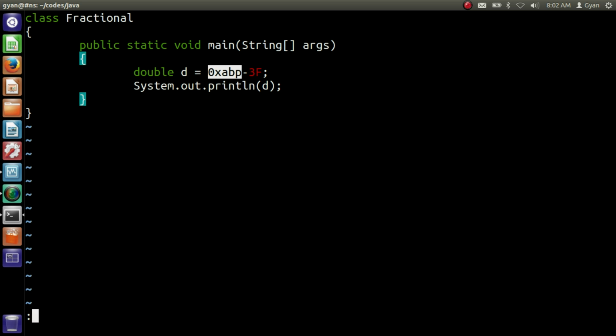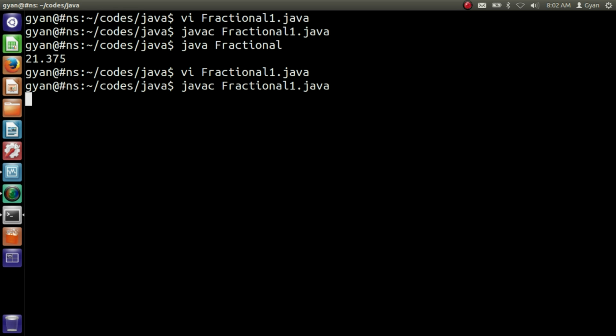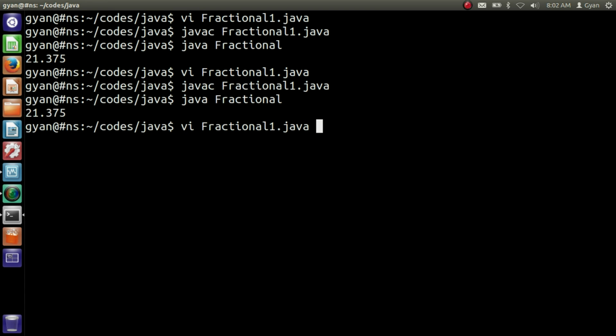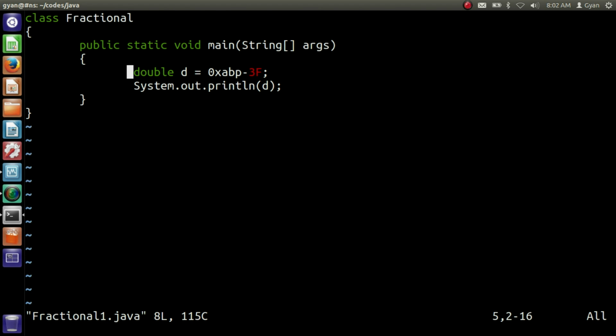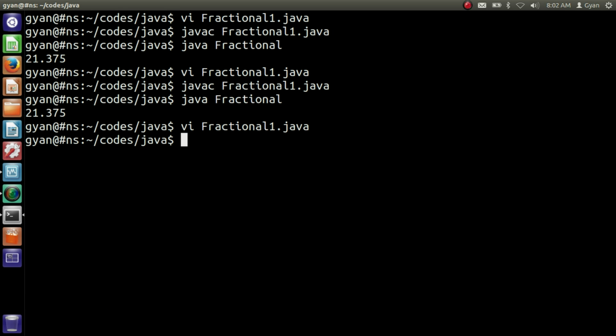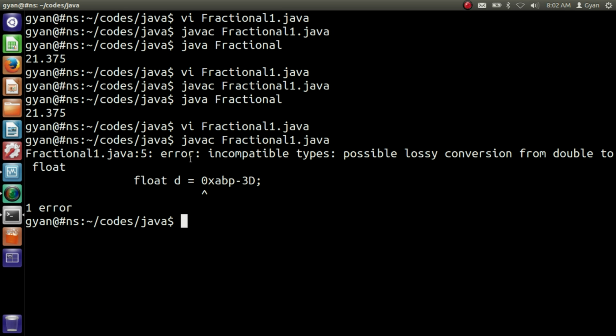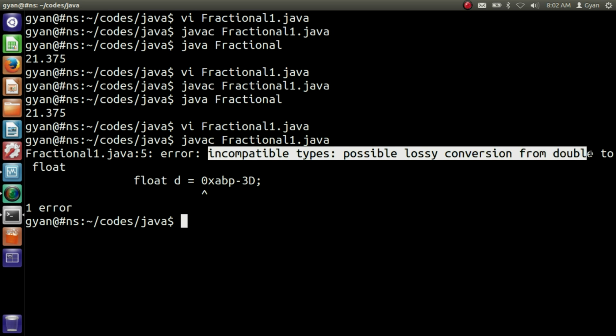Let me execute it again. Compiles fine and then runs fine. If I write here D, then it becomes a double. And if I make the data type as float, then compiler should throw an error. Because double literal cannot be stored in the float variable. Compile it. And the compiler throws error saying incompatible types, possible lossy conversion from double to float.